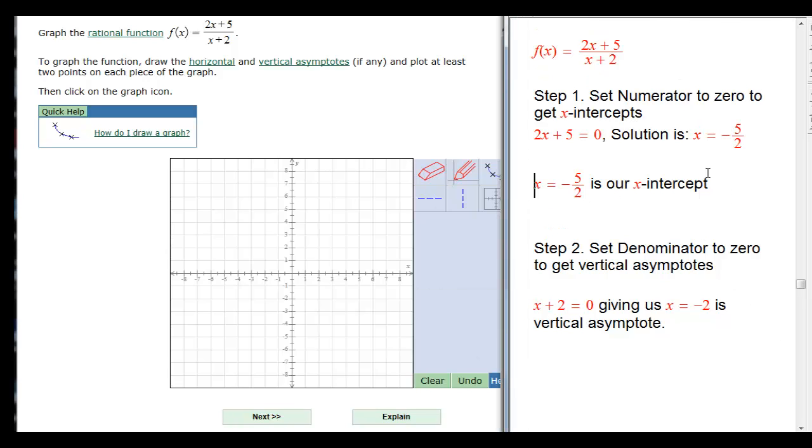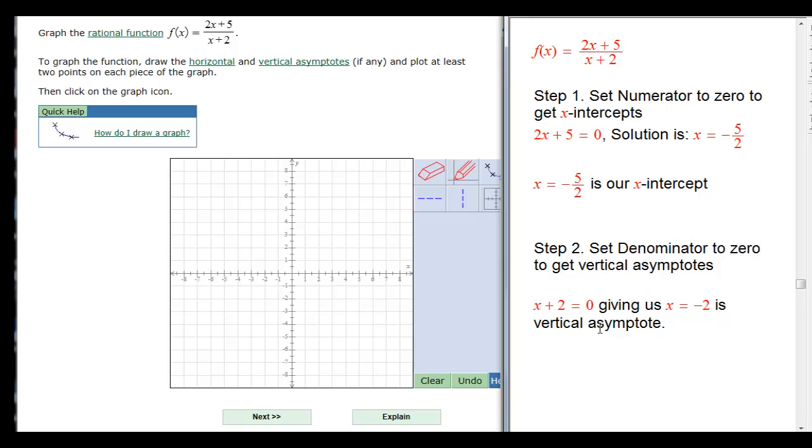We're graphing rational functions, except this time we're working with a linear function over a linear function. If you look at our numerator here, which is 2x plus 5, set the numerator to 0, which is 2x equals negative 5, or x equals negative 5 halves. So x equals negative 5 halves is going to be our x-intercept.